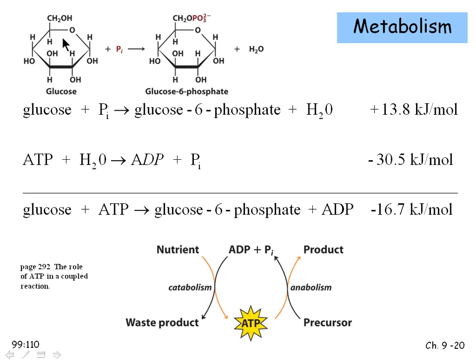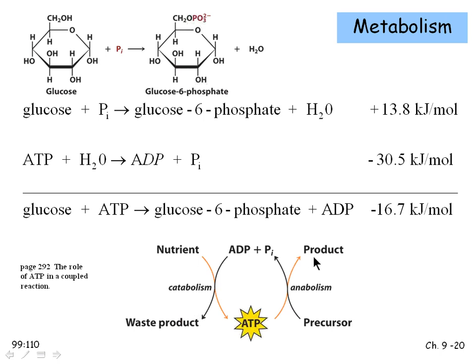You can take glucose. If you want to try to add an inorganic phosphate to it, it would have a delta G of plus 13 or so kilojoules. The hydrolysis of ATP has a negative 30 kilojoules. And so if you can somehow couple those two reactions to each other, then going from glucose and ATP to glucose 6-phosphate and ADP, now we'd have a negative 16 or 17 kilojoules. It would become a favorable reaction. So this is one of the jobs of enzymes, is to couple favorable and unfavorable reactions.